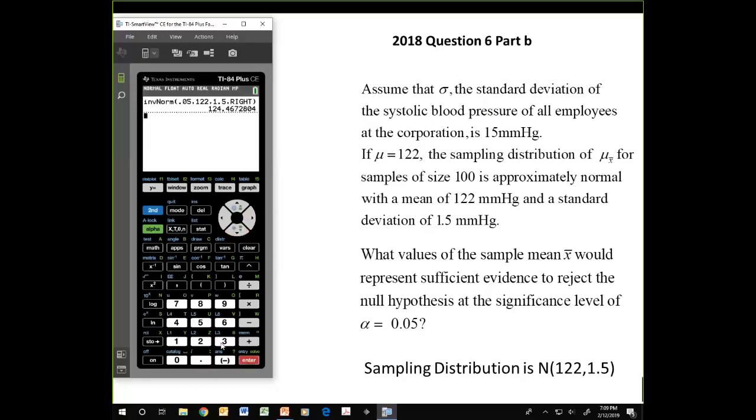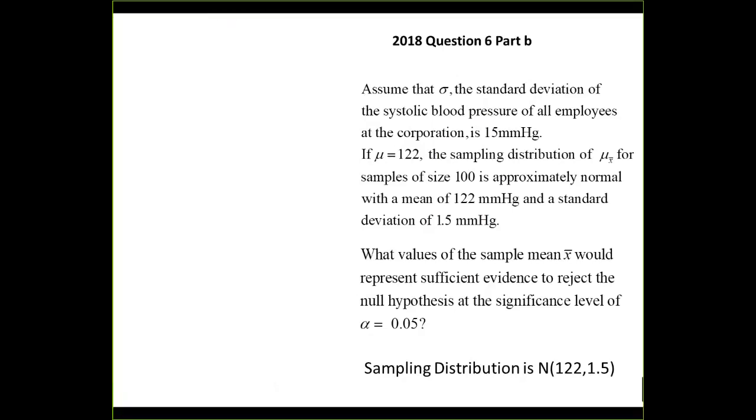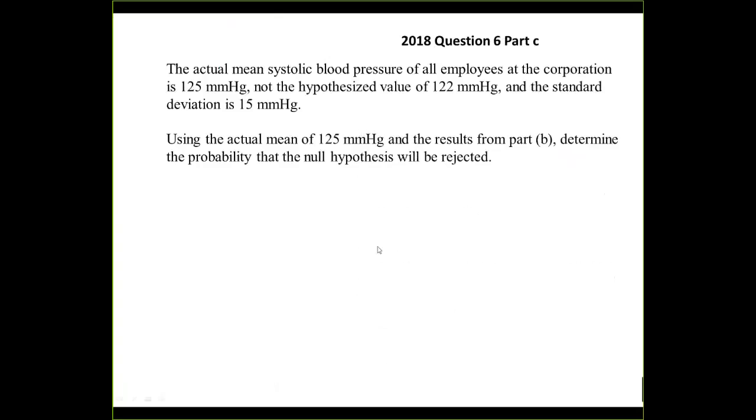Let's move on to part C. The actual mean systolic blood pressure of all employees at the corporation is 125 millimeters of mercury, not the hypothesis value of 122, and the standard deviation is 15. Using the actual mean of 125 and the results from part B, determine the probability that the null hypothesis will be rejected.